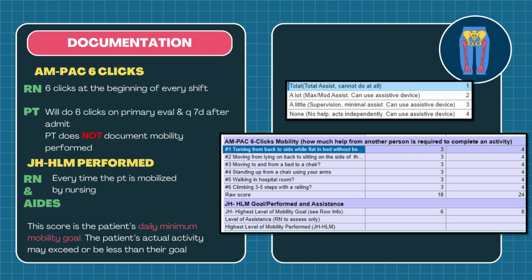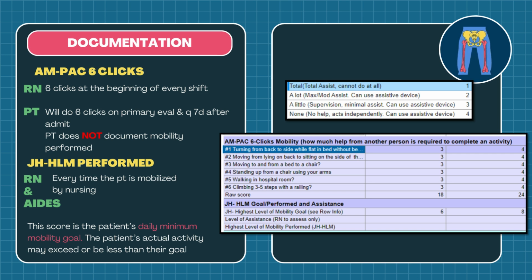So again, the 6 clicks needs to be done at the beginning of every shift. Physical therapy will also do the 6 clicks on their primary evaluation and every 7 days after admission. What physical therapy will not document is the highest level of mobility performed, which is the very last row. That must be documented by nursing to include nurse aides and nurses every time the patient is mobilized.